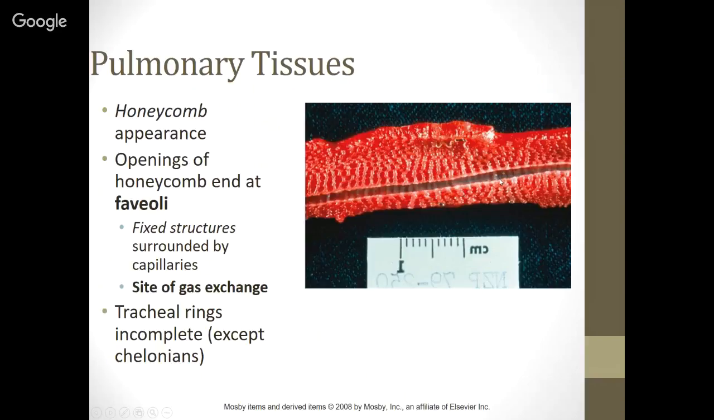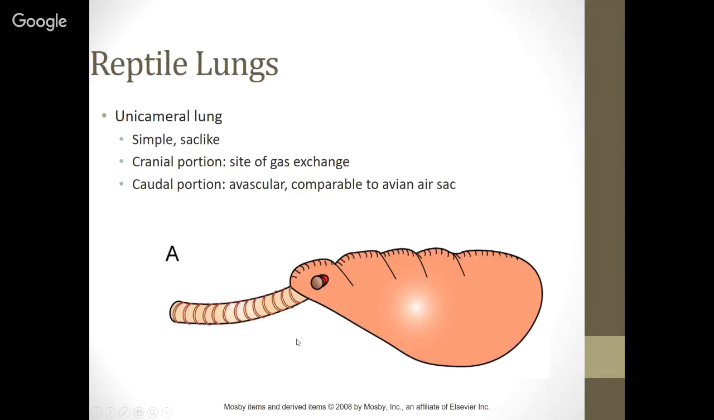This is the lung of a snake. Here's the trachea that is going through it. It has a honeycomb appearance, and the openings of the honeycomb end at faveoli, not alveoli, but faveoli. These are fixed structures surrounded by capillaries, and this is where gas is exchanged. So these lungs, again, are not as flexible as mammalian lungs, but they're more similar to avian lungs. The tracheal rings are incomplete, except in Chelonians. Turtles and tortoises have complete tracheal rings, like our trachea.